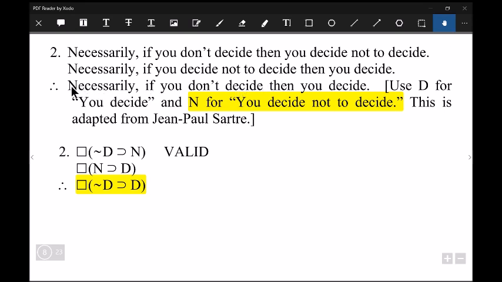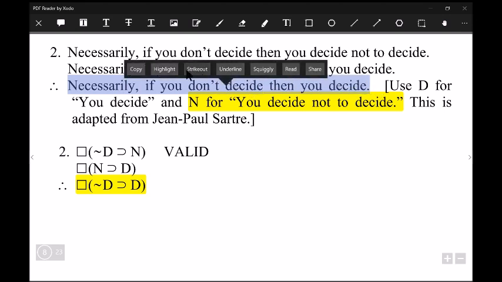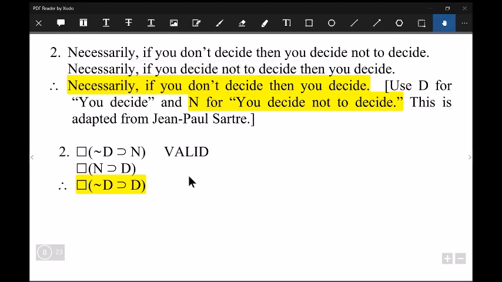Necessarily, if you don't decide, then you decide. Okay, there you go. Now, let me ask the class a question. Is there a simpler way of expressing that conclusion that you can think of? Anybody? Come on, you can answer a question. Joey, how could you say it?